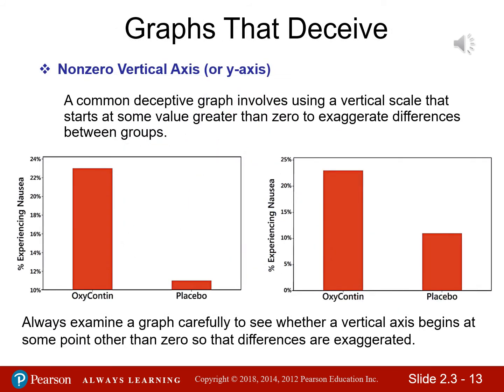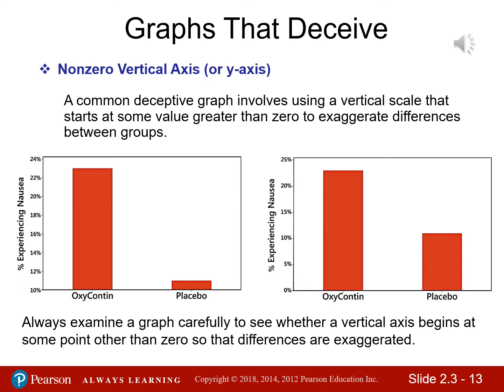A common deceptive graph involves using a vertical scale that starts at some value greater than 0 to exaggerate differences between groups. In this example, the two graphs are based on the same set of data from a clinical trial of OxyContin. By using a y-axis, or vertical scale, that starts at 10% instead of 0, the differences between the treatment group and the placebo group are grossly exaggerated.